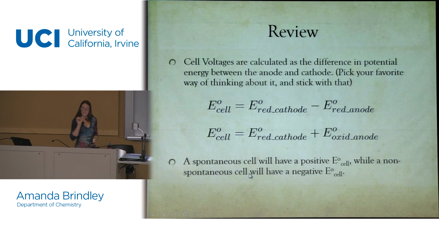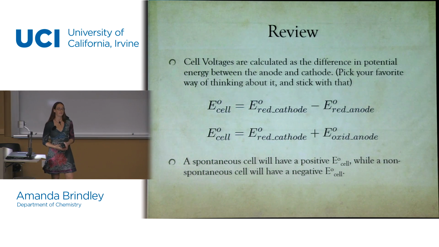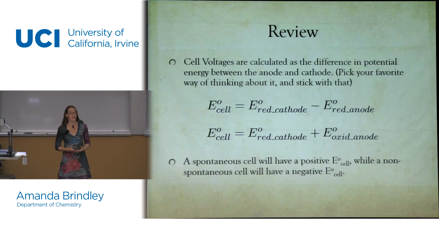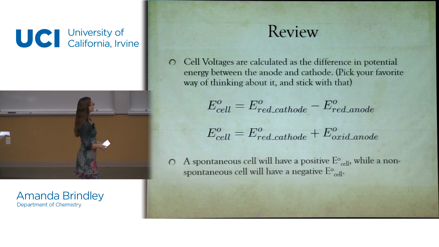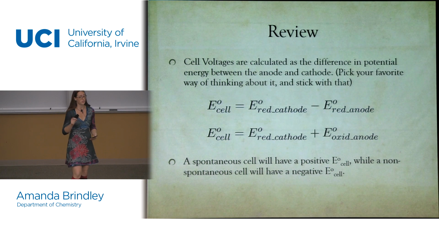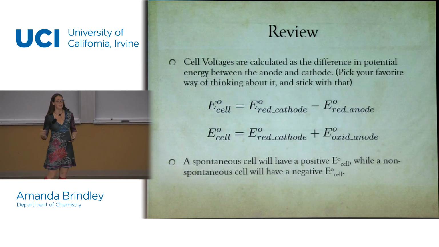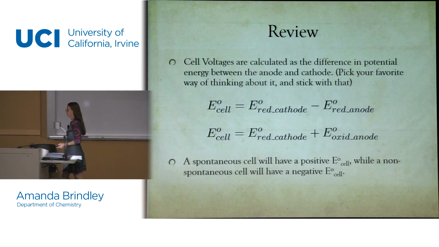A spontaneous cell is going to have a positive E cell. That's called galvanic, right? We name that galvanic cells. And then our electrolytic cells, or our non-spontaneous reactions, are going to have a negative E cell. So you want to make sure you remember that. Positive is spontaneous, negative is non-spontaneous. It's opposite of Gibbs free energy.